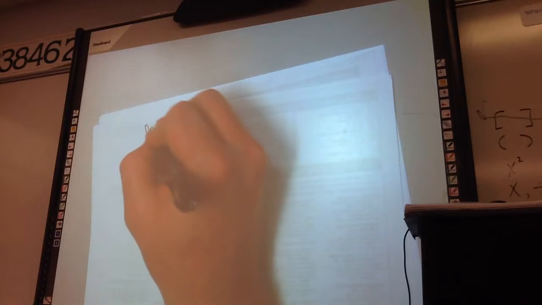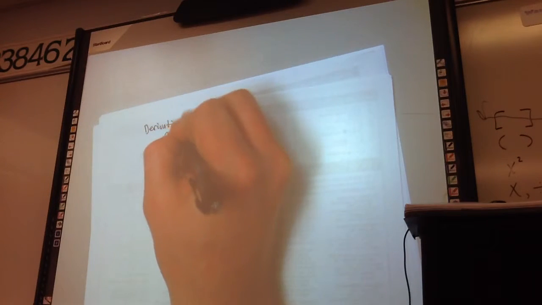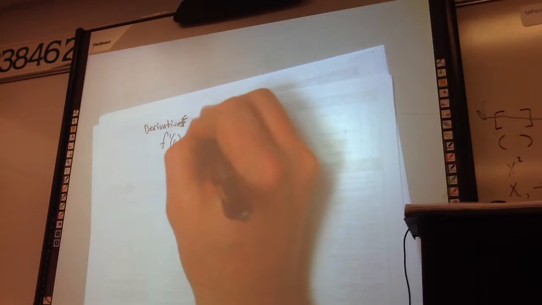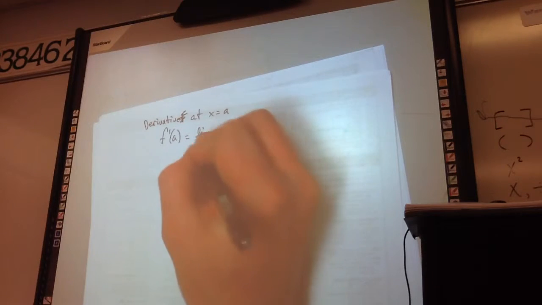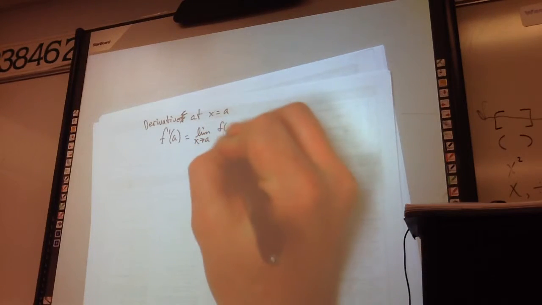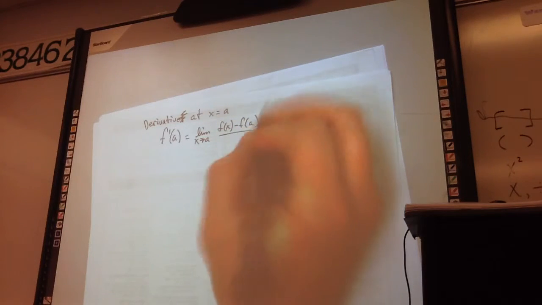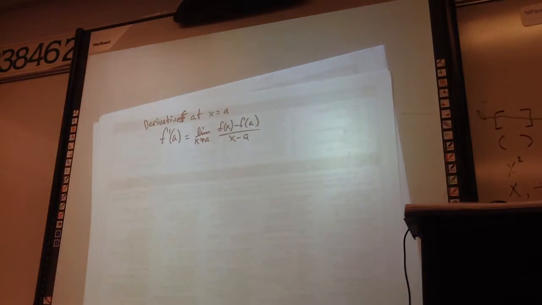There is an alternate definition of a derivative. I don't like this because I don't know if you want to memorize this. If they say to find the derivative at x equals A, you could do f prime of A equals the limit as x approaches A of f of x minus f of A over x minus A. That's just slope at a point.